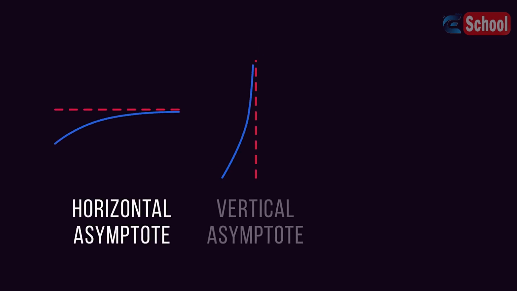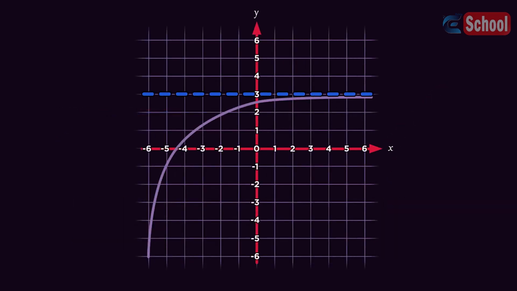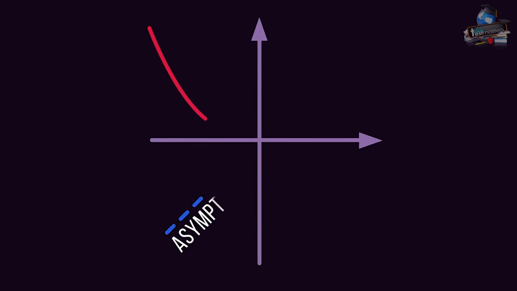Asymptotes can come in one of these 3 shapes. So what is the equation of this horizontal asymptote? Y equals 3. And what is the equation of this vertical asymptote? X equals 3. Oblique asymptotes are when the graph approaches a diagonal line, but never actually touches it.